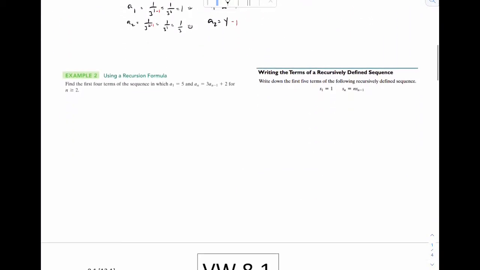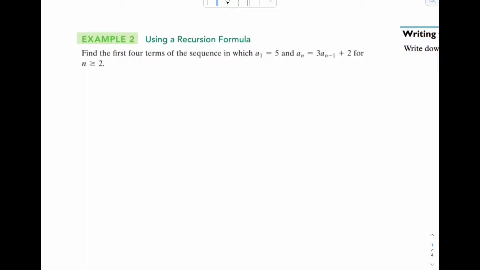Now we're almost done. The next example is using a recursion formula. Find the first 4 terms of the sequence in which a1 or a sub 1 is 5. So I can write that. And then it gives us this new notation. A sub n is equal to 3 times a sub n minus 1 plus 2 for n is greater than or equal to 2. So I want you to highlight this. This is called recursion. And this in particular, that's a recursive formula.